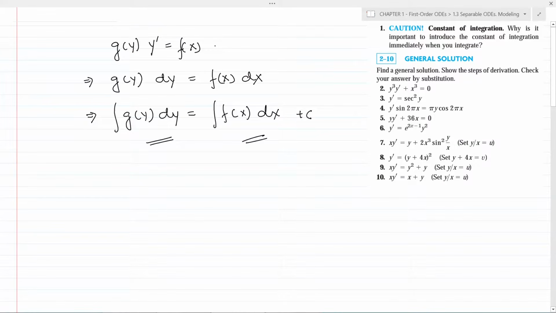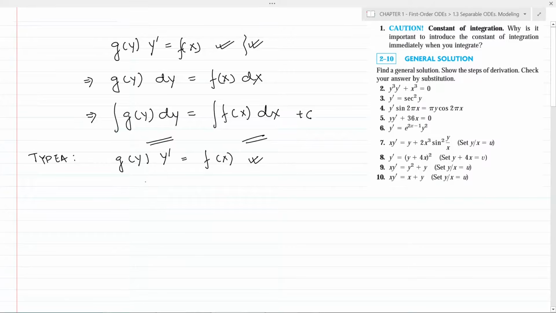Now there are some differential equations which are in this form and some which can be reduced to this form. There are three basic types of separable differential equations. Type A is of the form g of y dash is equal to f of x, as we have seen above. These are those types of differential equations which are in this form or can be reduced to this form.